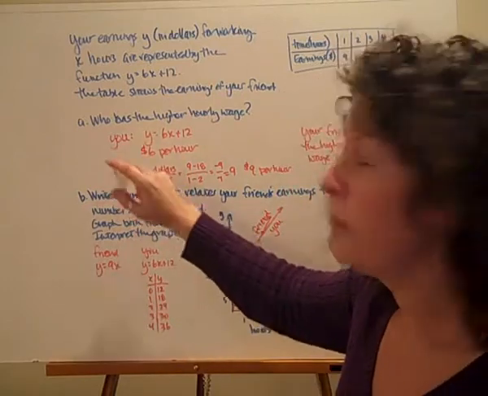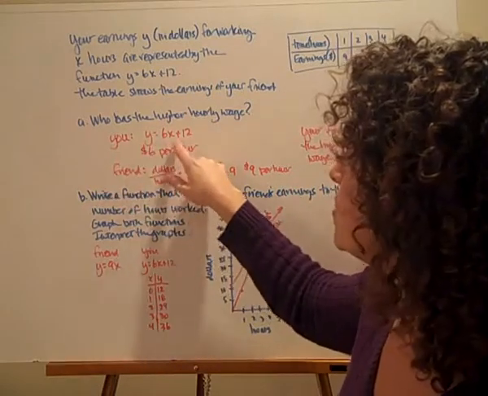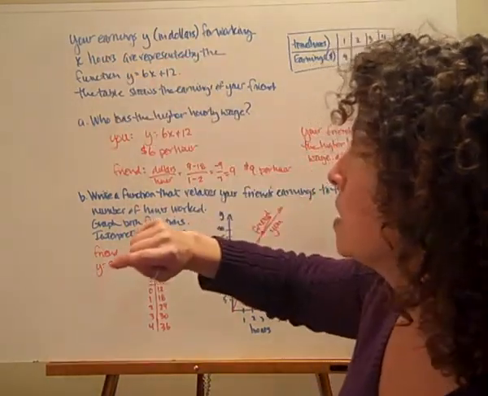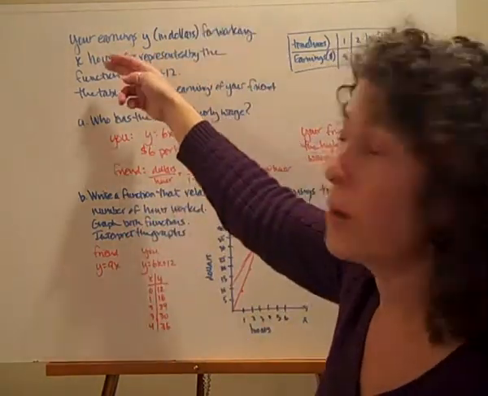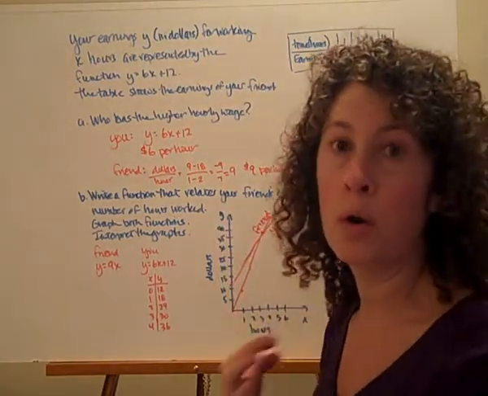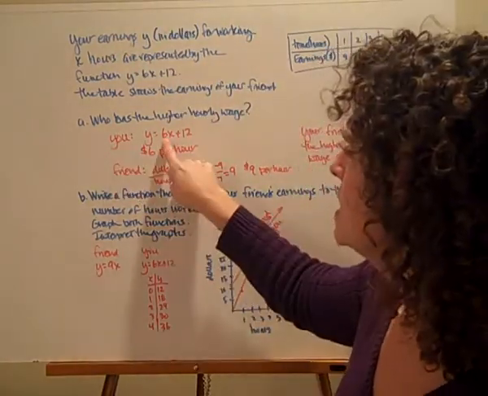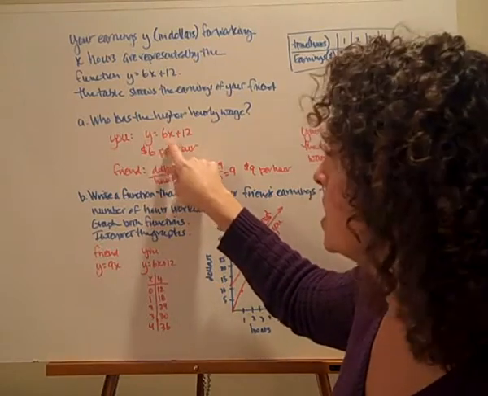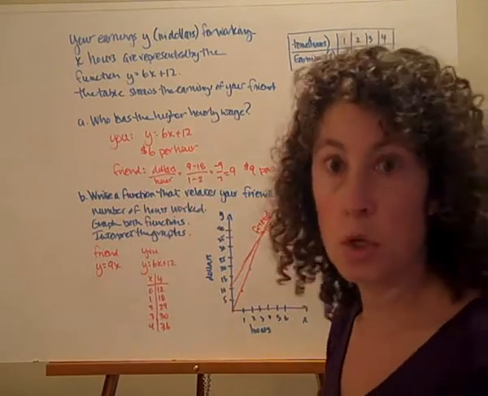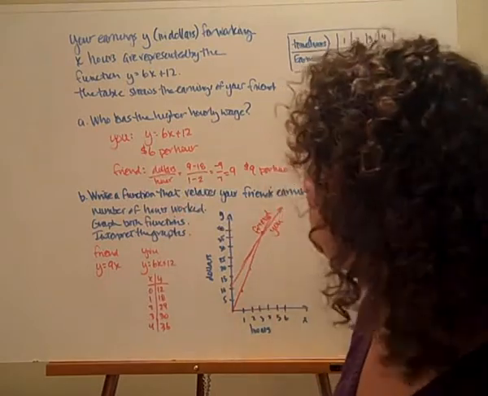All right, so the question: who has the higher hourly wage? For you, we're looking at y equals 6x plus 12. Since my y is dollars and my x is hours, we know that our slope represents dollars per hour. So the slope will tell me what I'm earning per hour. In this equation, 6 is the slope, since it's what's next to the x. So it's $6 per hour.